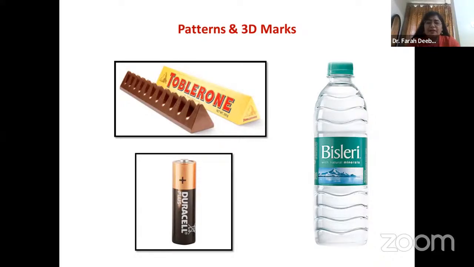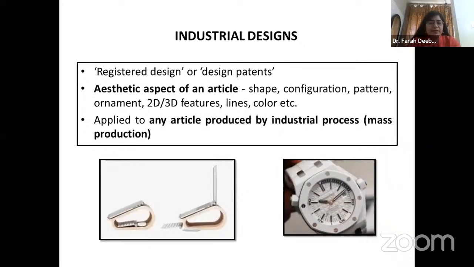So it's very, very clearly marked in the psychology of a consumer. So these are designs, which can be registered designs, or in some countries design patents, because IPRs are territorial. Again, it deals with the aesthetic aspect of an article: the shape, the configuration, the 2D or 3D features, lines and colors, ornamentations, etc.